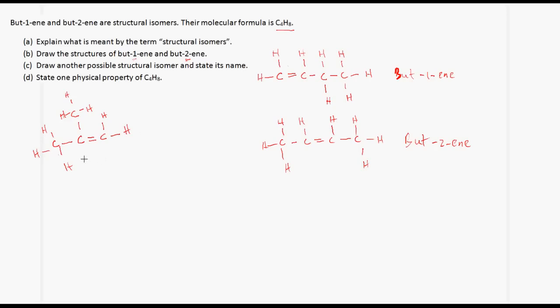Now, in order to name this compound, we usually find the longest carbon chain and we number them. So it'll be 1, 2, 3 carbon atoms. So we know that it'll be propene, and this group here is called the methyl group. So therefore the name of this compound will be 2-methylpropene.